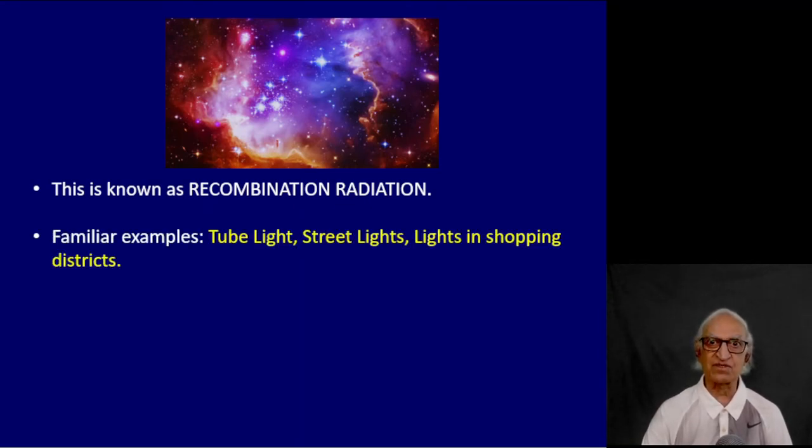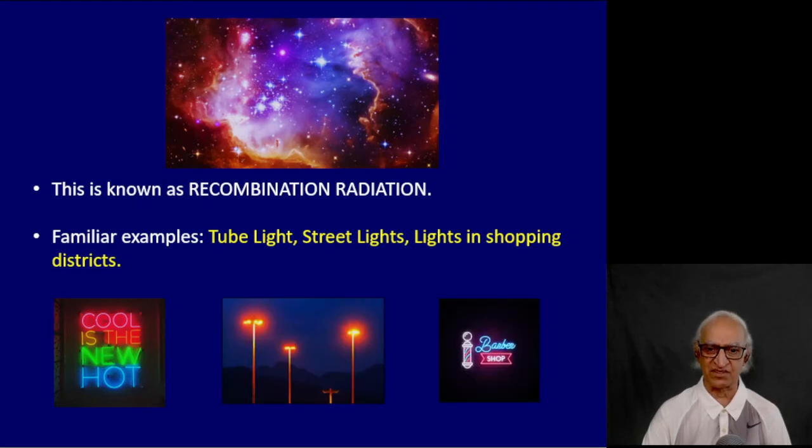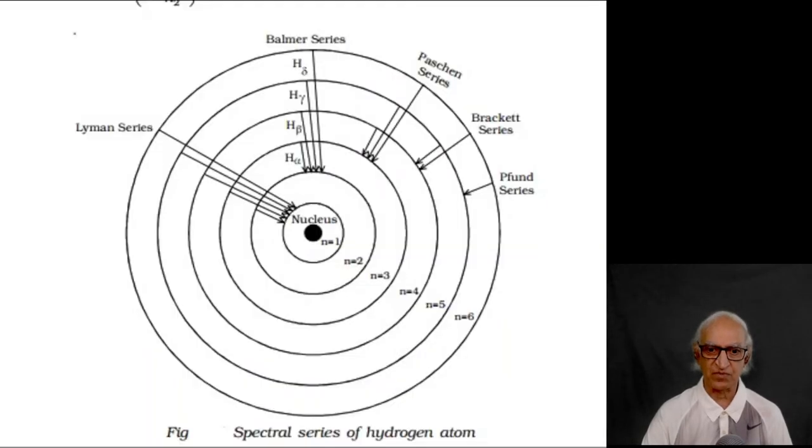There will be examples of recombination radiation in tube lights in your house, and lights in the shopping districts such as these. They emit different colors because these lamps are filled with different gases, and the characteristic emission lines of these atoms is what gives them the color they have.